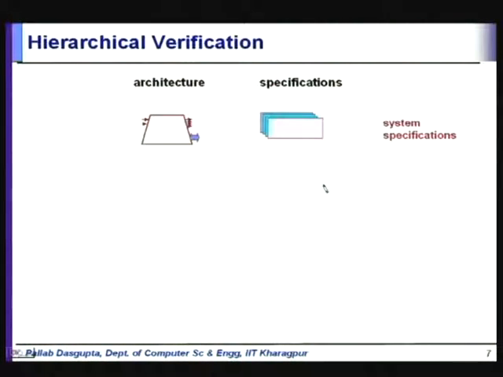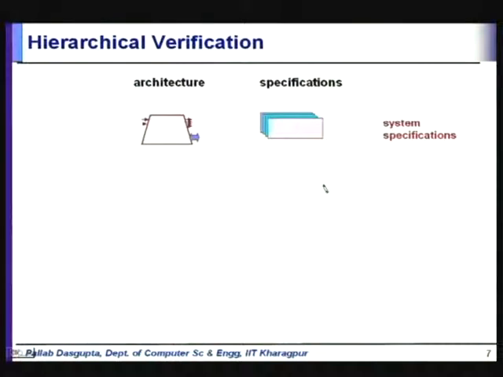When we start the design of a reasonably large circuit, we start by looking at what is called a micro architectural specification. This is at the highest level of abstraction. This is where we specify the architecture of the design. I am going to show you some micro architectural specifications of some processors. From that you start developing the system specifications.